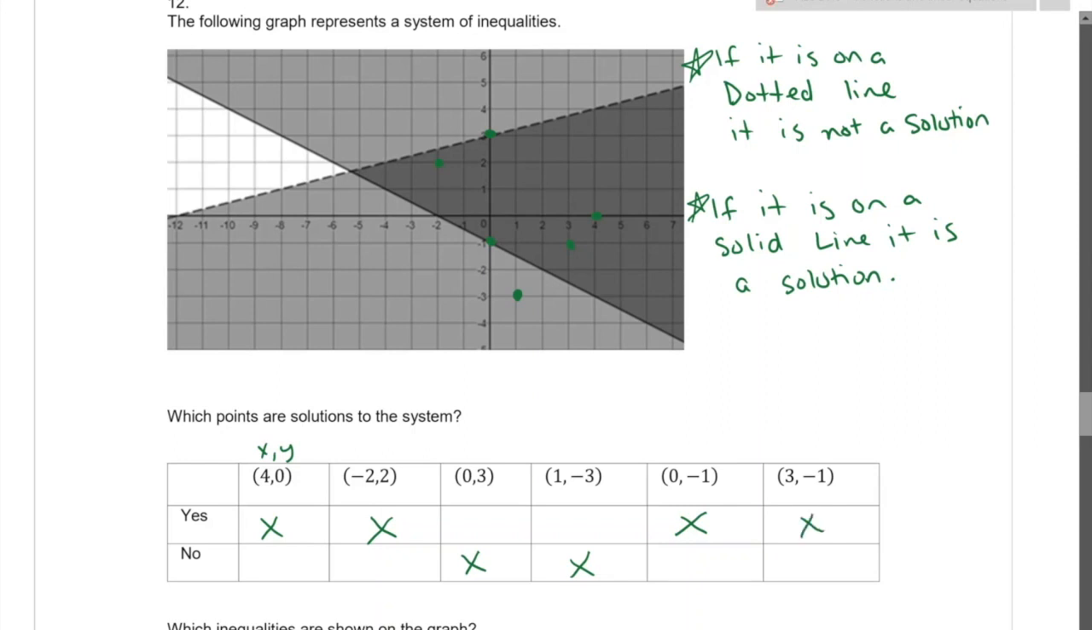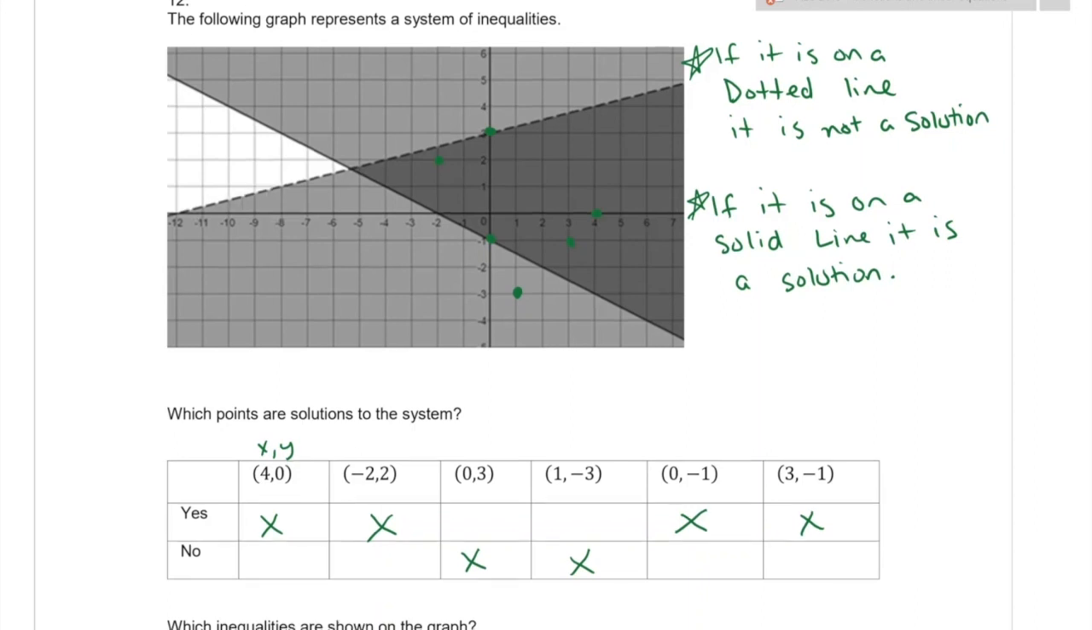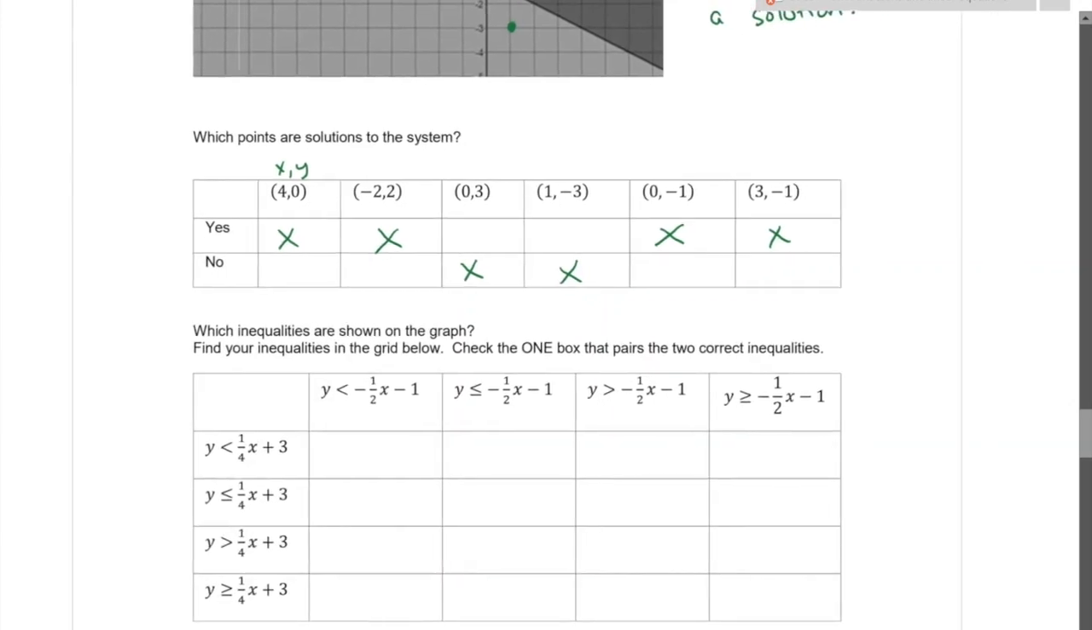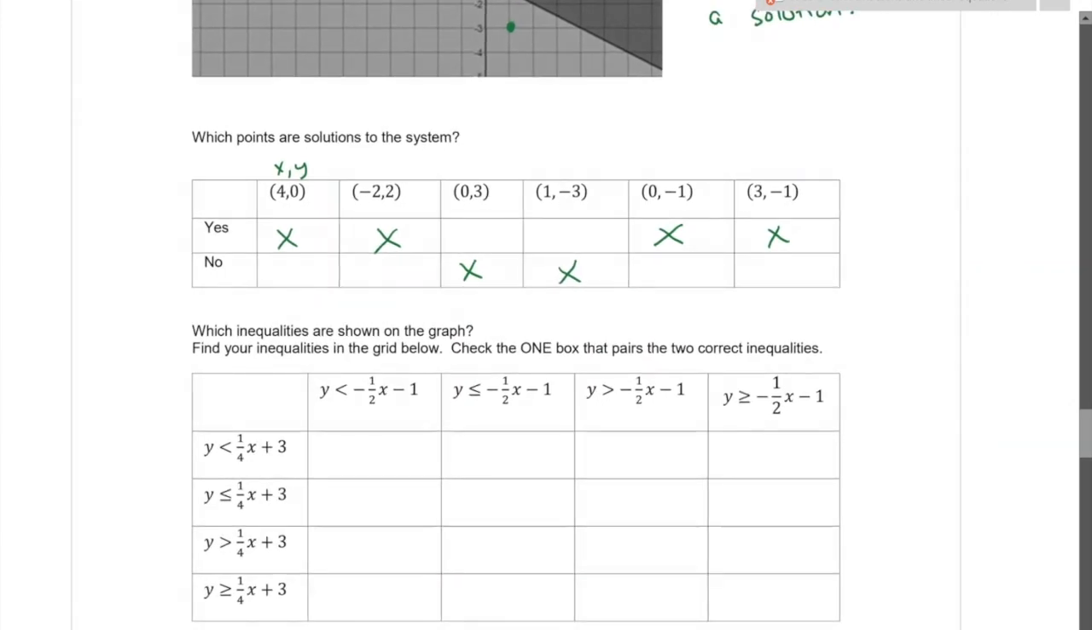We need to get these correct, guys. All right, let's move on to 3. Which inequalities are shown on the graph? Find your inequality in the grid below. Check the one box that pairs the two correct inequalities. All right, so this one, notice how all of these are 3's and all of these are negative 1's. Okay, so let's determine they're all the same inequalities.